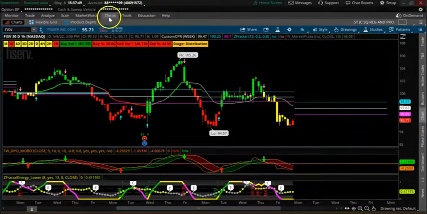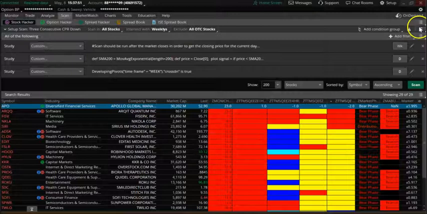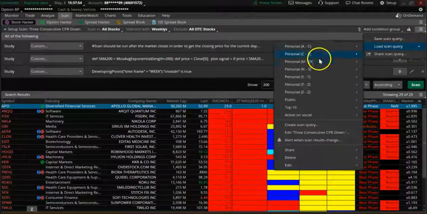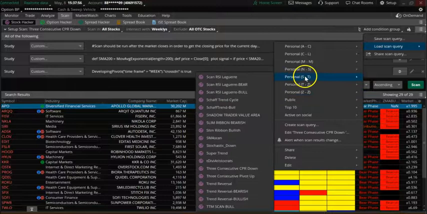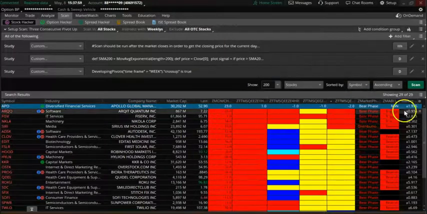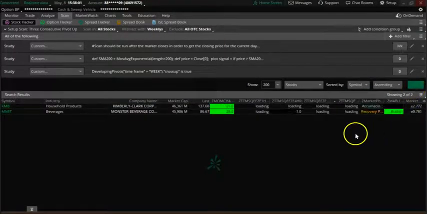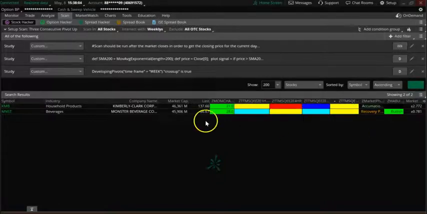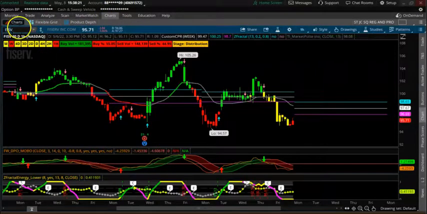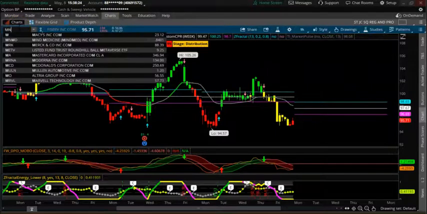Now let's look at uptrending. Okay, load scan. So we have 3 CPRs up. Okay, so we see Kimberly-Clark, KMB, and MNST, Monster Beverage. These are both consumer beverages. Okay, let's say MNST chart. MNST.